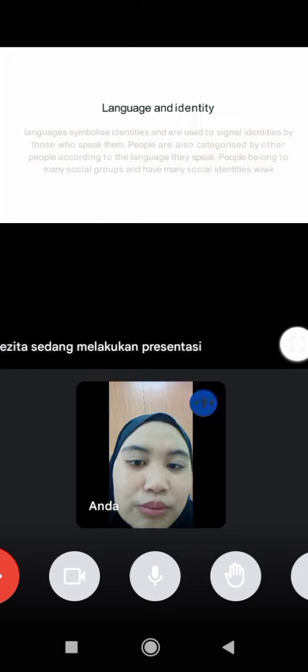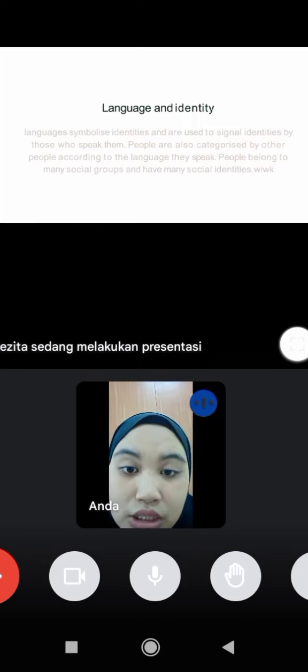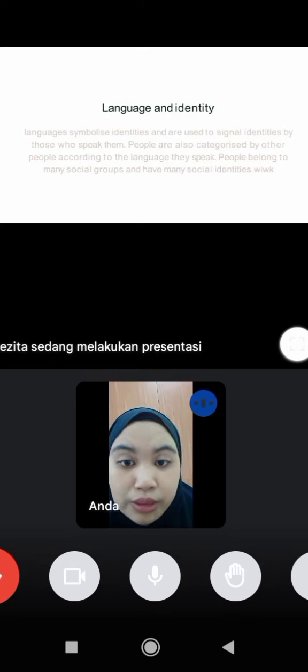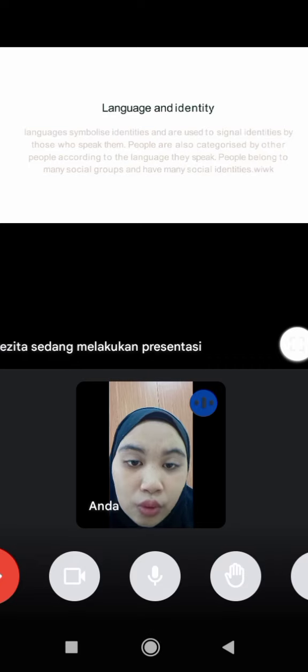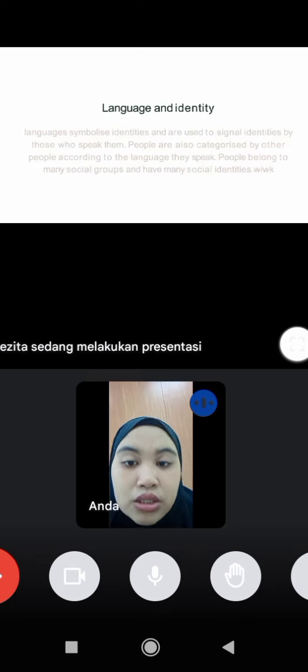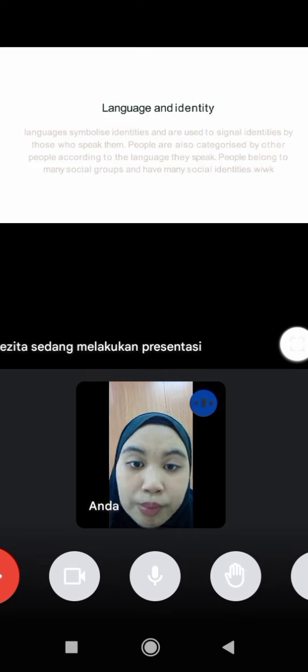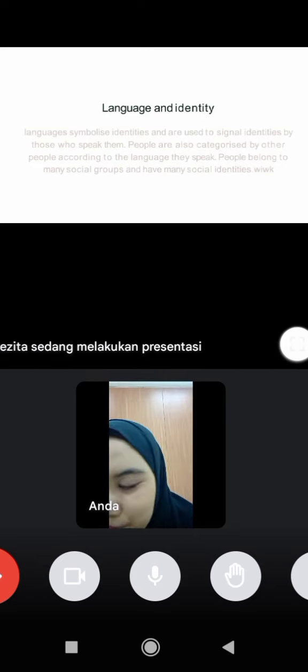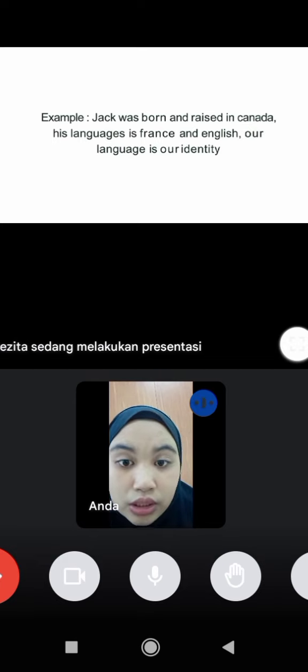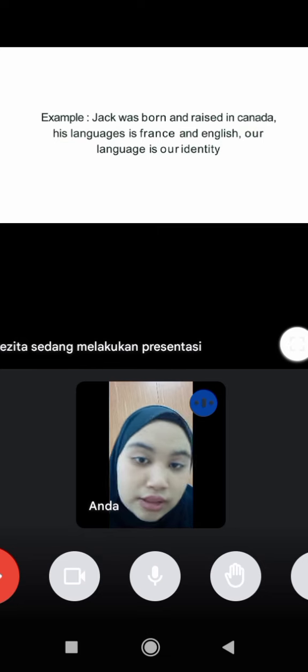Okay, languages symbolize identities and are used to signal identities by those who speak them. People are also categorized by other people according to the language they speak. People belong to many social groups and have many social identities. For example, Jake was born and raised in Canada. His languages are French and English. So the language is his identity.